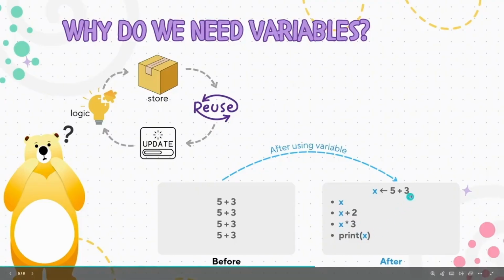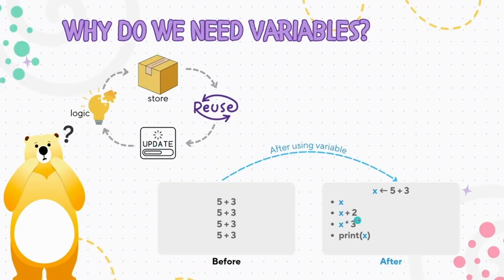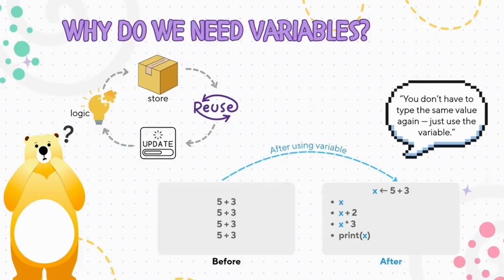So this is why we should use variables. They help us store information, reuse information, update our information, like x plus 2 or x times 3, and then build logic as well. So with a variable, you don't have to type the same value again and again, just use the variable.